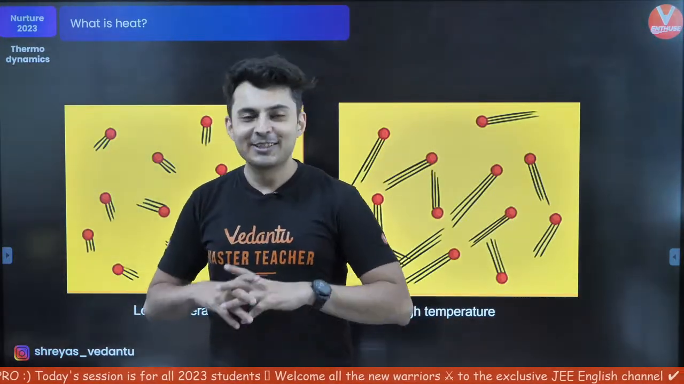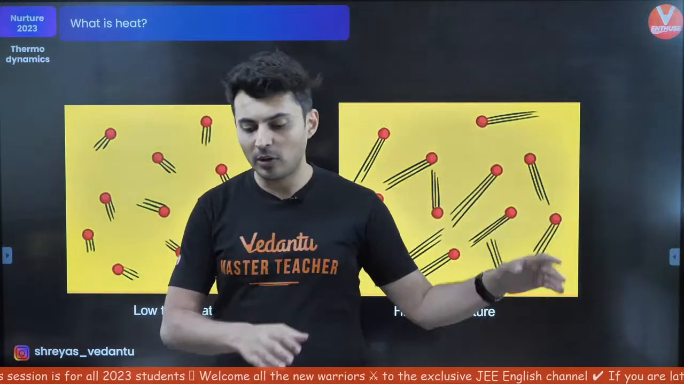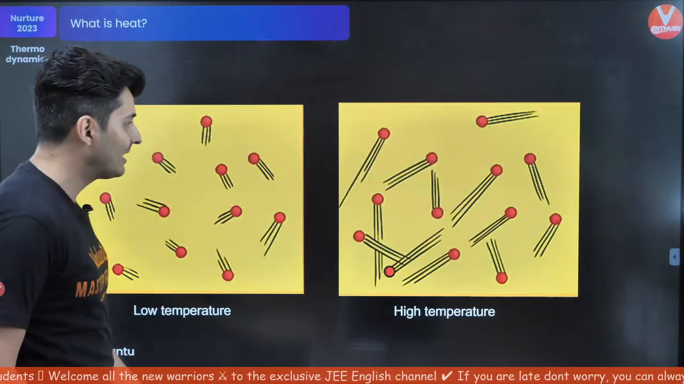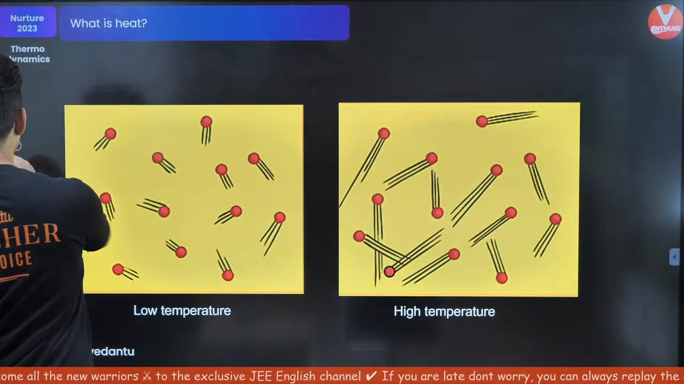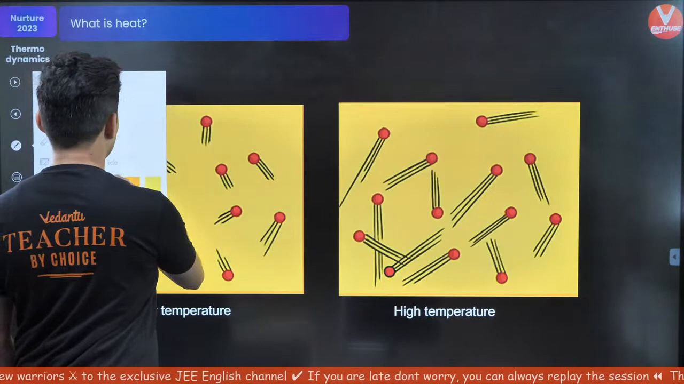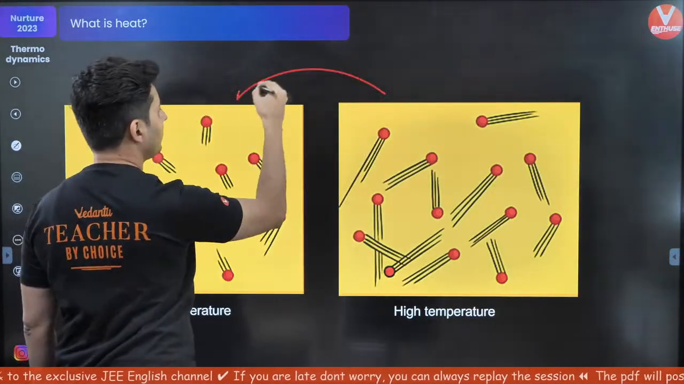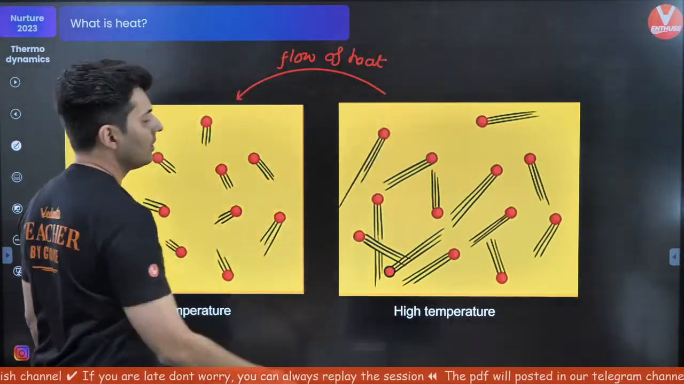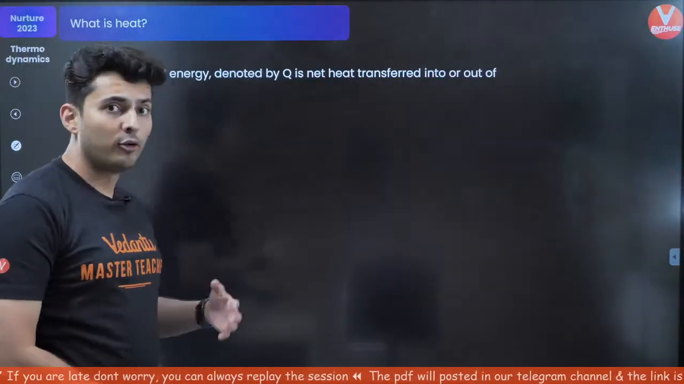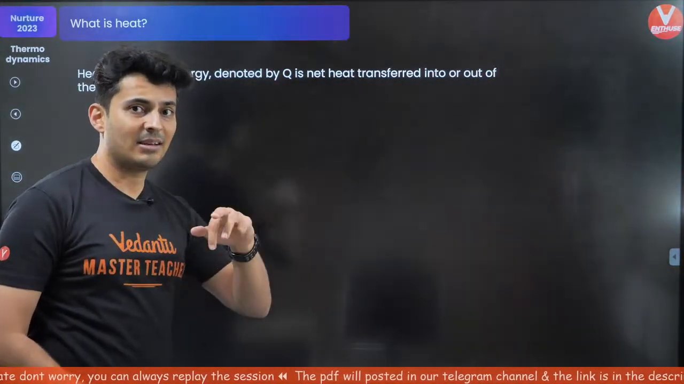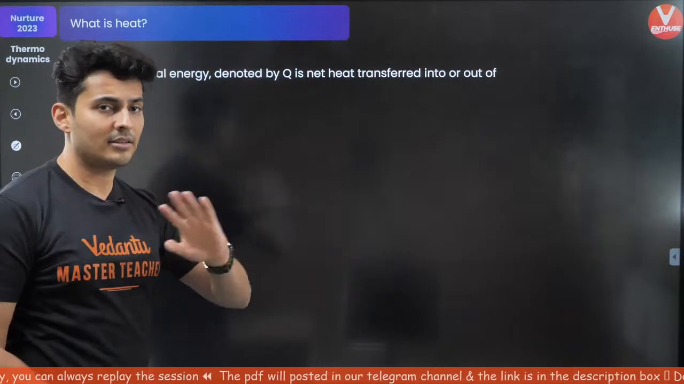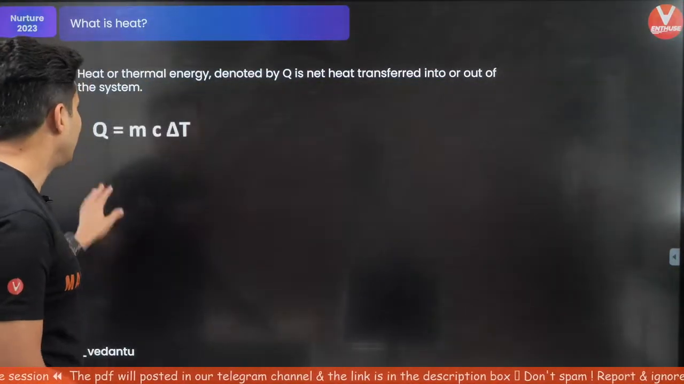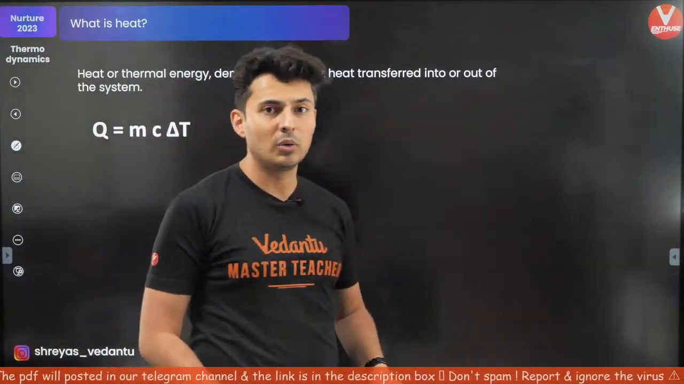So what we have is, heat is always the flow of energy, the energy in transit. It always goes from the hot body to the cold body. I have always mentioned this. The flow of heat is from the hot body to the cold body, and it flows only till the temperatures are different. Once the temperatures are equal, the net heat flow is 0. The symbol is Q. We have been seeing that. The formula is mc delta T. I have already told you about this.